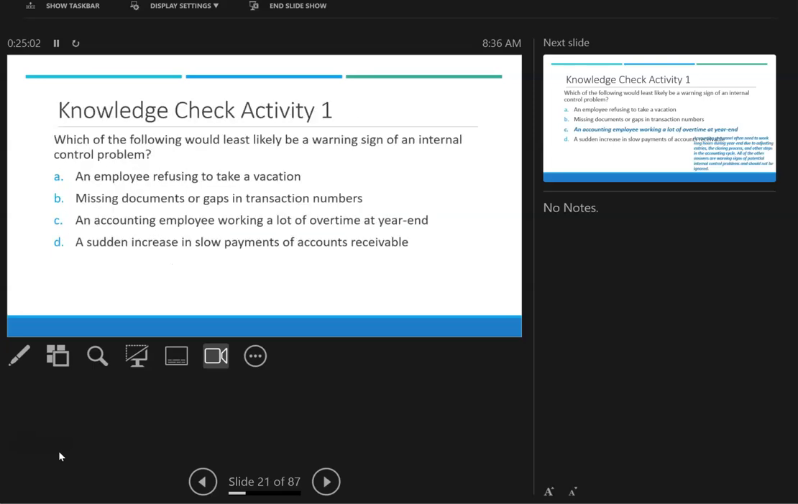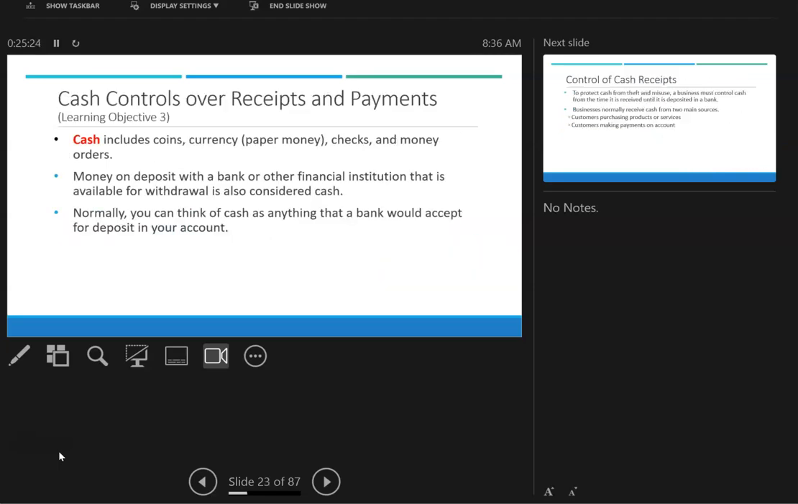Guys, which of the following would least likely be a warning sign of an internal control problem? An employee refusing to take a vacation, missing documents, or an accounting employee working a lot of overtime at year end? It would be the last one, because guys, guess what? You do work a lot of overtime at year end just to get the books going. Good thing.